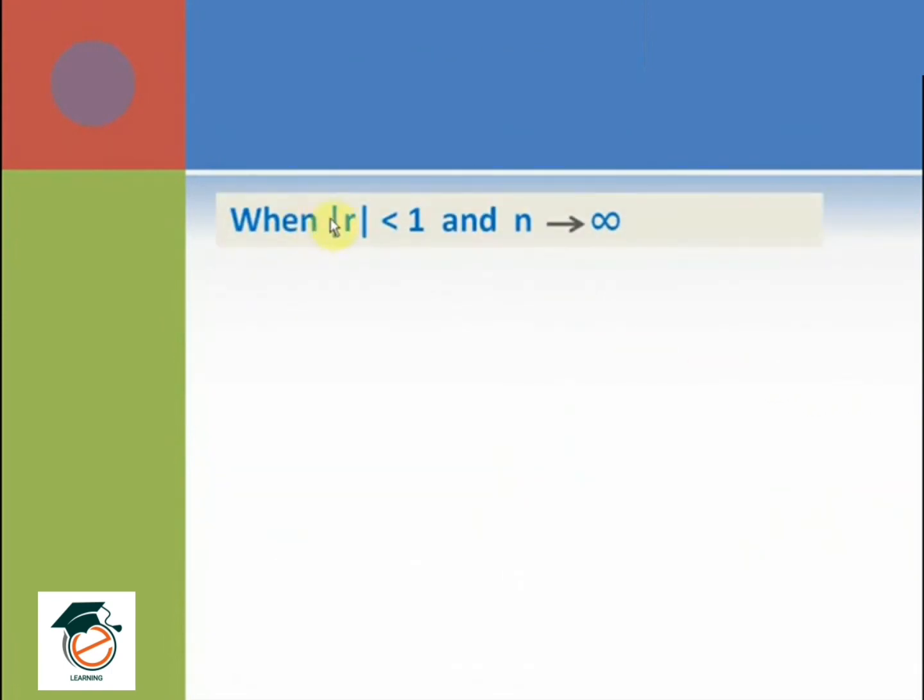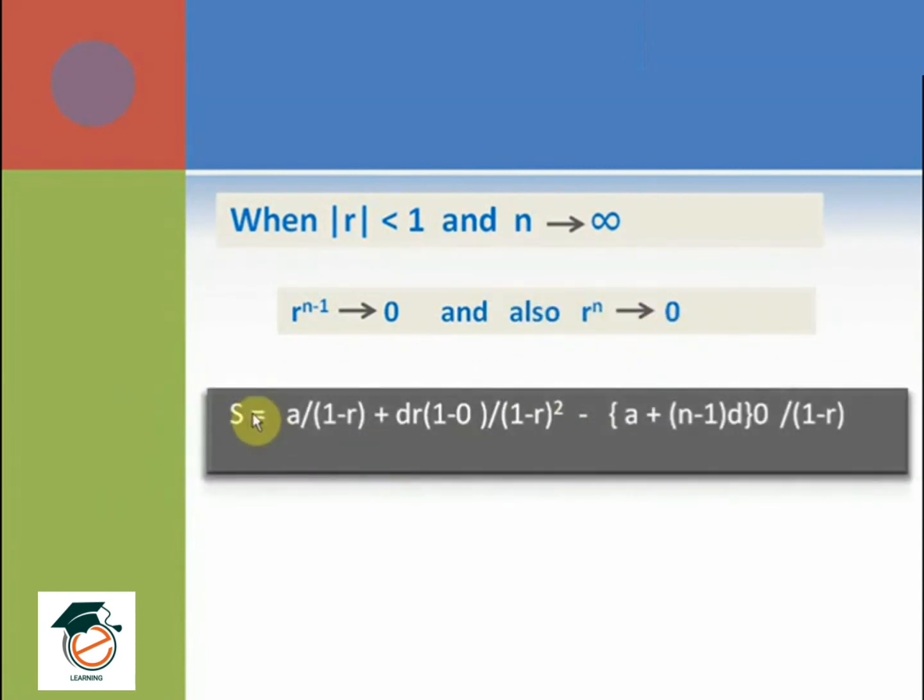Now, we take the case that modulus of r is less than 1 and n tends to infinity, that is, it becomes an infinite arithmetic or geometric series. Then in this condition, r to the power of n minus 1 would tend to 0, and also r to the power of n would tend to 0. Thus s would become a divided by 1 minus r plus dr into 1 minus 0 whole divided by 1 minus r whole square, minus a plus n minus 1 into d into 0 divided by 1 minus r.